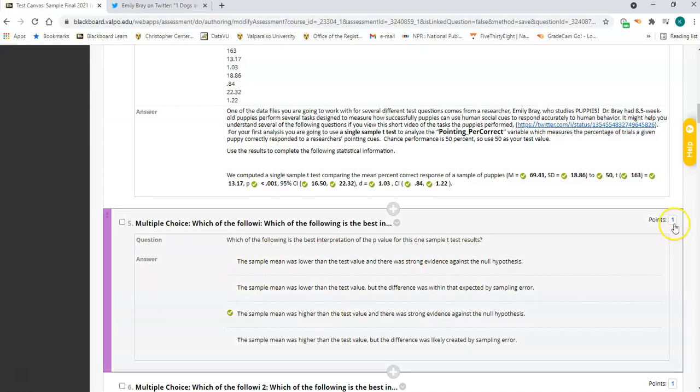This is only worth 1 point here, but this will be worth more points on the actual test. Which of the following is the best interpretation for the p-value? Well, remember, we had a crazy small p-value. So it's going to be this one. The sample mean was higher because it was 69 than the t-test, and there was strong evidence against the null hypothesis. Really strong evidence. So yeah, that's the best one of these four.